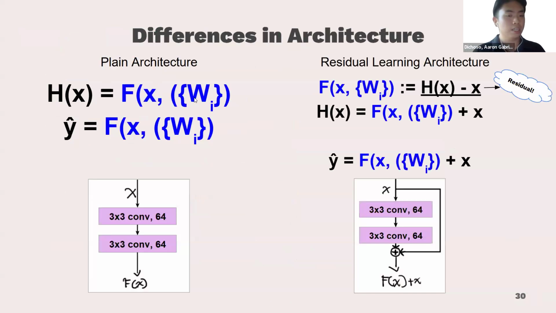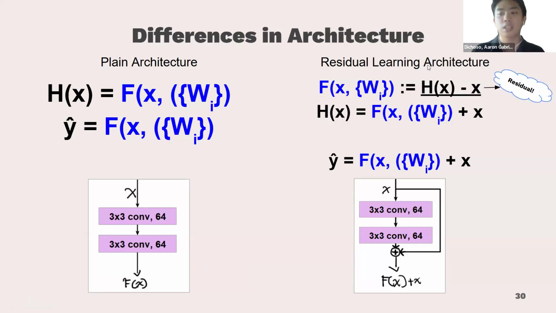So here I have a sample formula of what a plain architecture would look like. Plain architectures have this sort of target function. They have a function to perform with some weights, and hopefully, when you adjust these weights, it gets closer and closer to H of x, which is the target function.